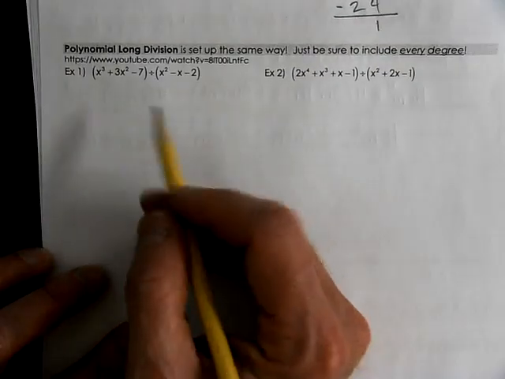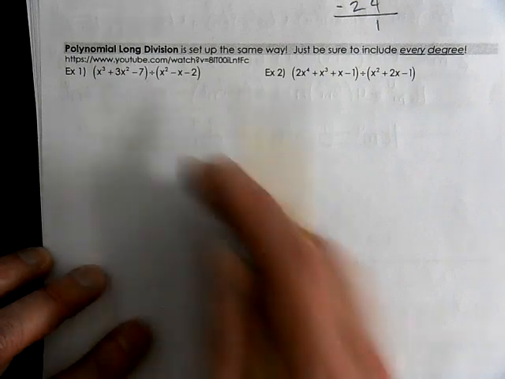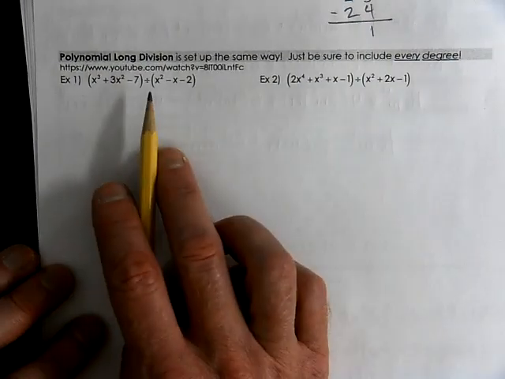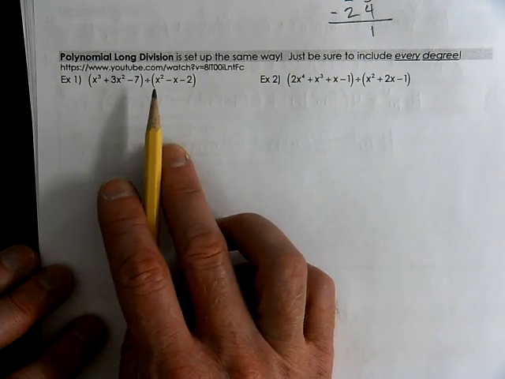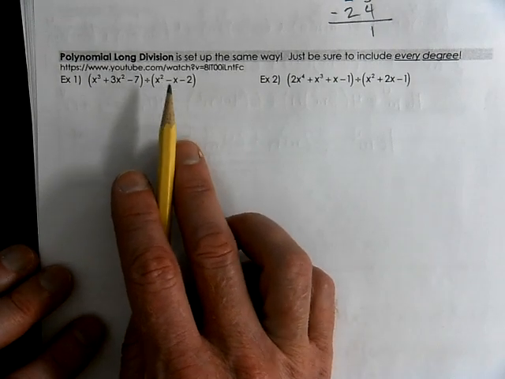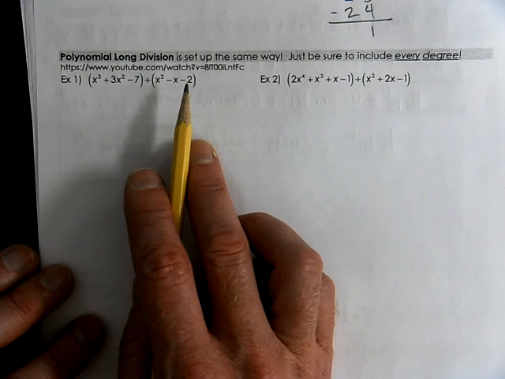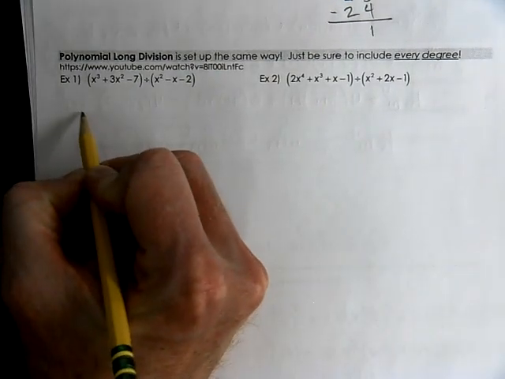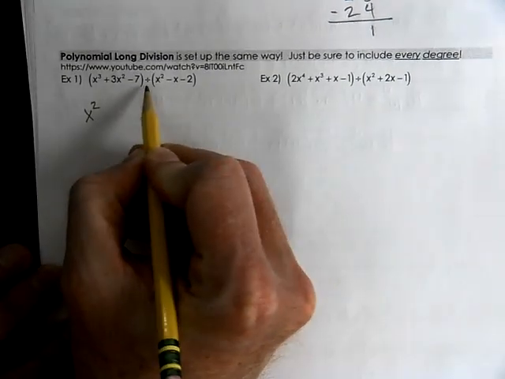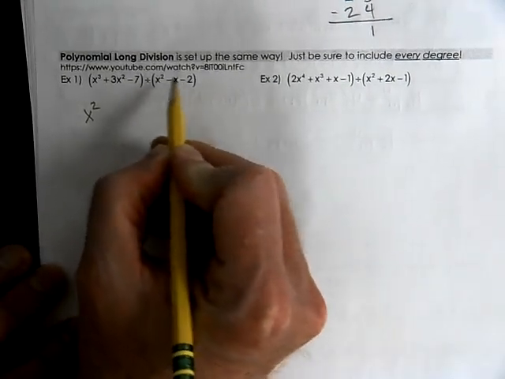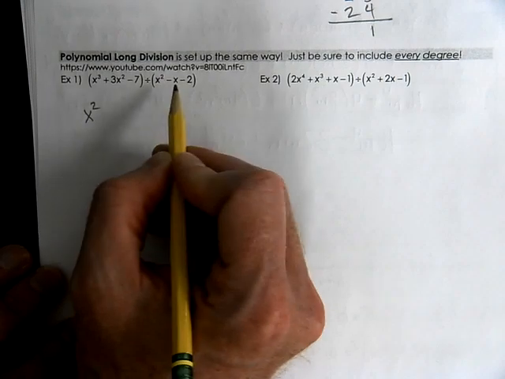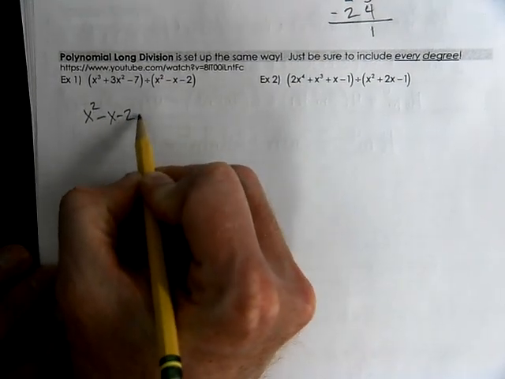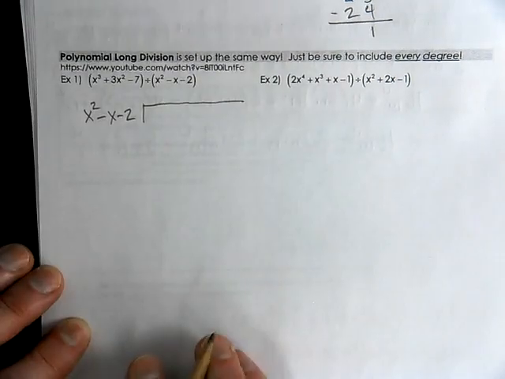So next we're going to come up here to our long division using our variables. We have polynomial long division. We're dividing by x squared minus x minus 2. So that's going to be x squared. Notice that we're dividing by the second set of parentheses. So that goes on the outside of our division bracket.